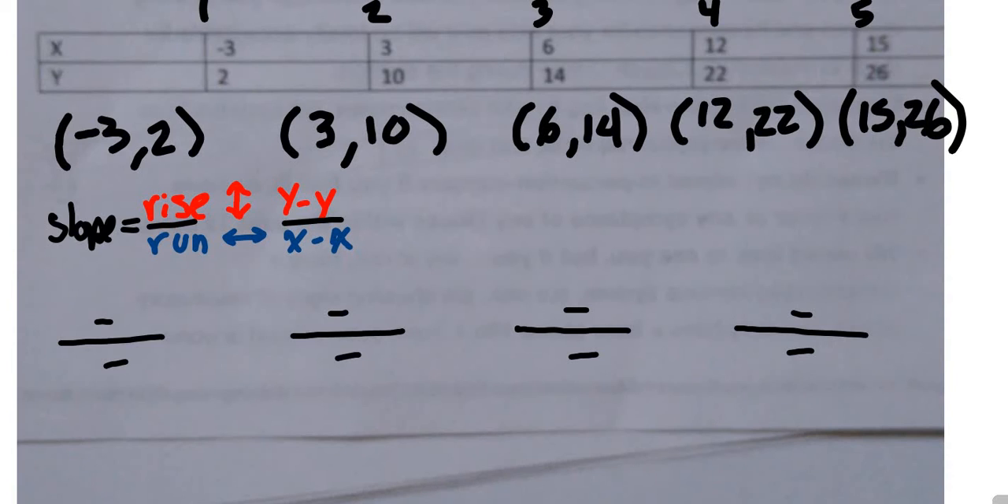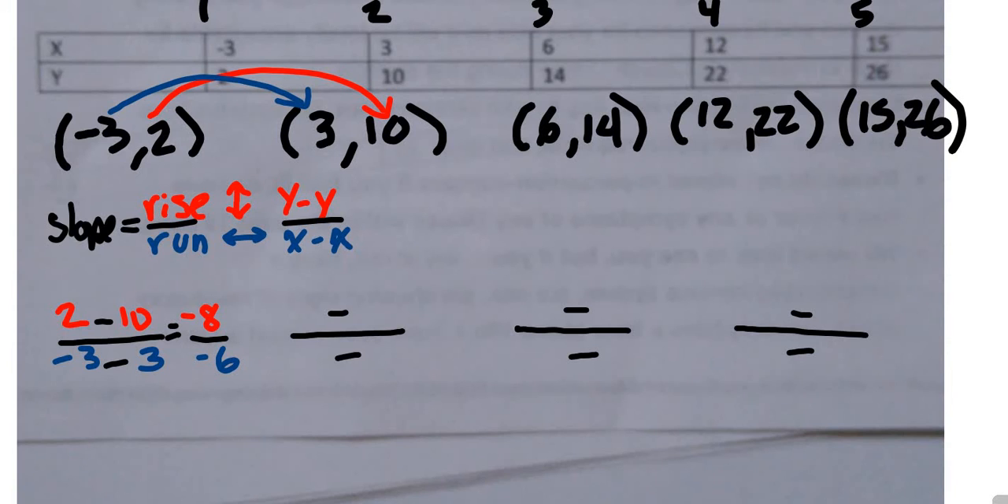So taking a look at this first one, y minus y, we're going to go like this. So that's 2 and 10. And then x minus x, -3 minus 3. This ends up being -8 over -6. Double negative makes a positive, and we're going to reduce it. 2 goes in there 4 times, 2 goes in there 3 times. So our slope between the first and second point is 4/3.